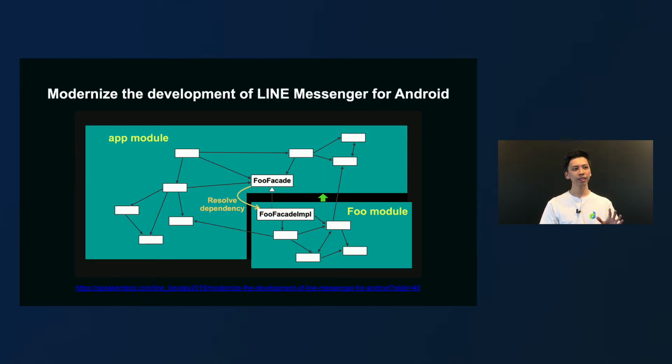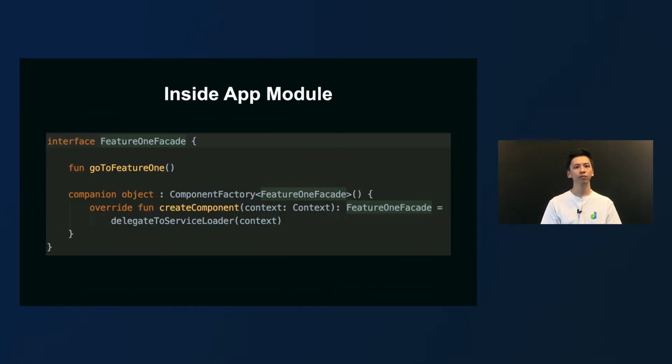This slide I copied from the talk, and it shows the concept of how the Leech component library resolves the dependencies. First, we create a service provider interface, which is named the feature facade here. And then we create a facade implementation class in the dynamic feature module as a service provider. And the Leech component library will use the service loader API to create the instance and load it into the cache. So I will show you the actual implementation.